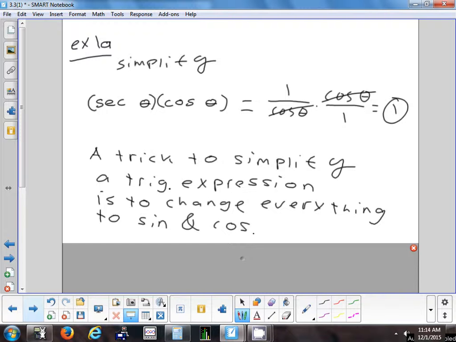So if you take the secant of any angle and multiply it by the cosine of that same angle, the answer will always be 1, every time. Right? So now if we had a calculus problem and we had to do something with this, it's a lot easier to work with the number 1 than it is to work with this secant times cosine. Okay, this is much simpler. Okay, questions on that one? Okay, not every problem is going to simplify to a number. Sometimes you're still going to be left with a trig expression. Okay, it's very rare that everything cancels out. This one did.